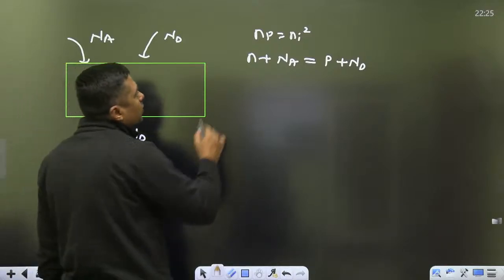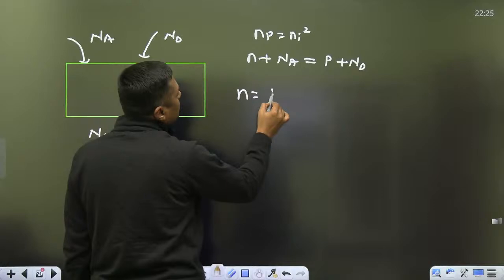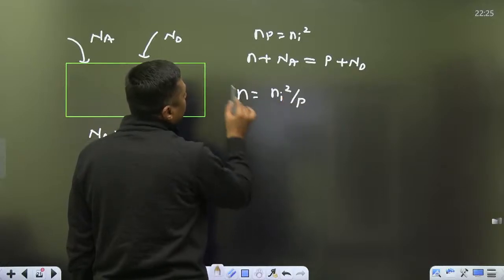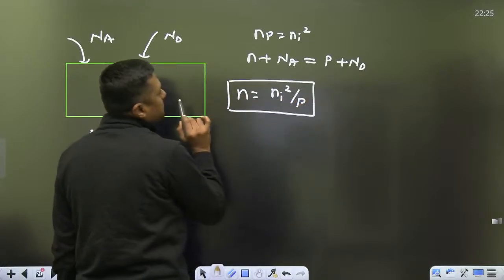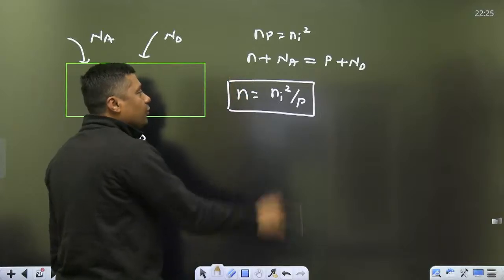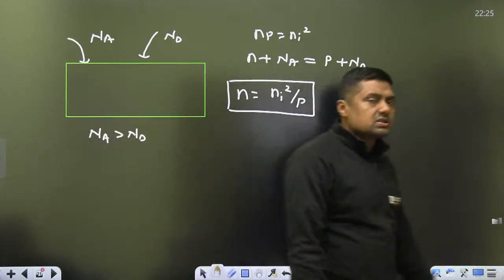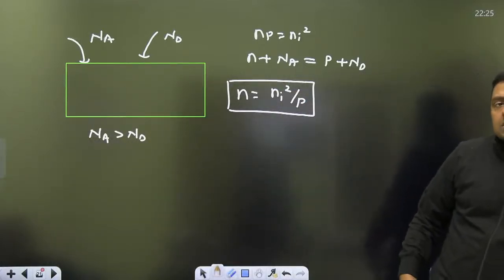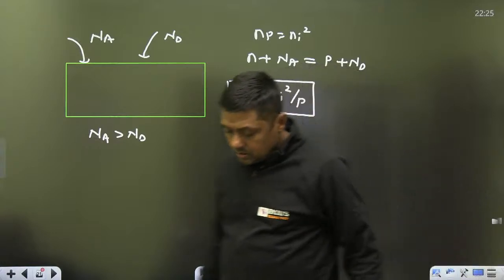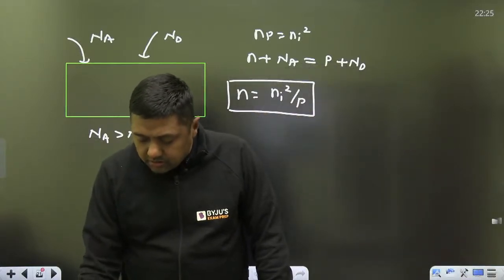But simply you have to put here, the concentration of electron is equal to ni square by what? By p. You get a quadratic equation and you can solve it. You have the standard answer for that, guys. Now, that is another thing to use.